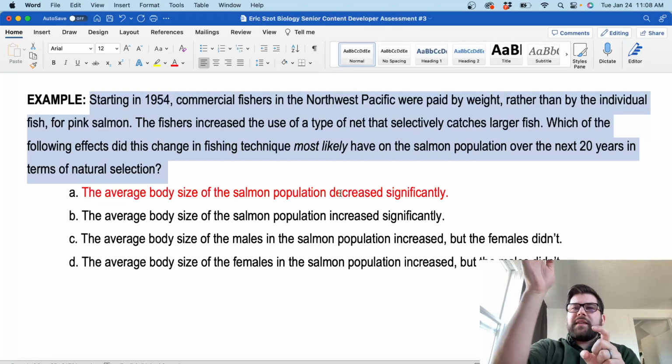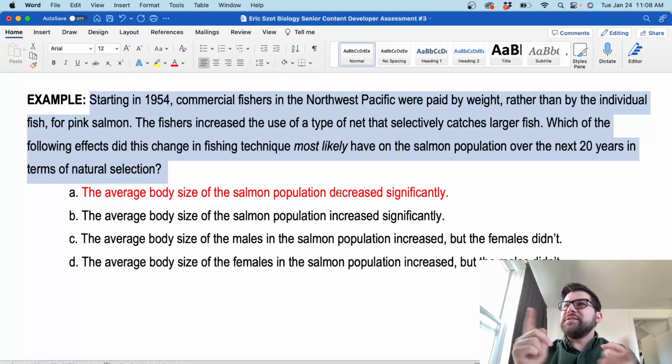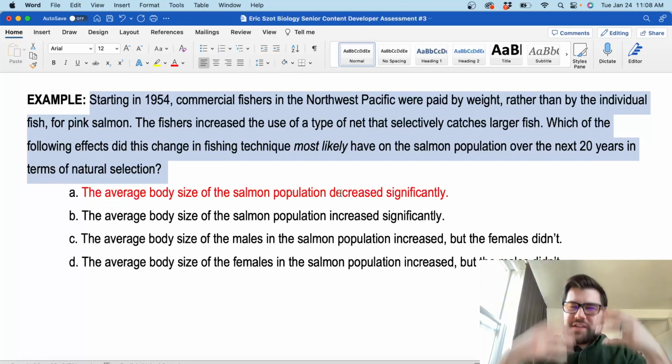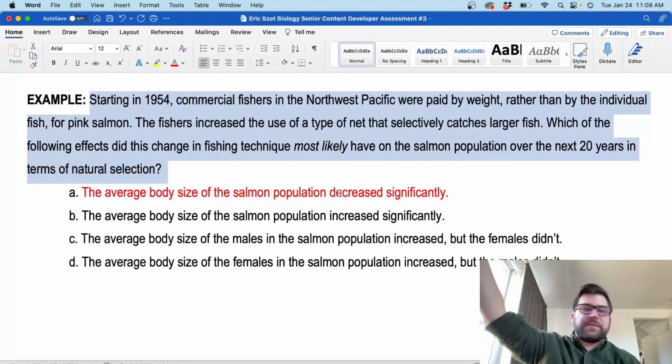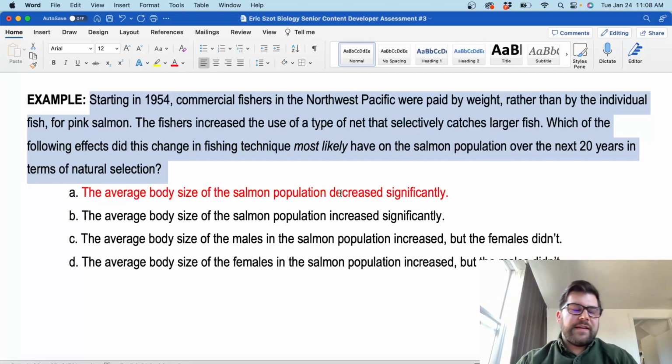The smaller ones can just swim out of the nets. So they're surviving longer. They're probably reproducing more. So in the gene pool for these pink salmon, we're going to see more and more alleles, more and more genes for smaller fish. So that's just by looking at the question, right? Just breaking down what we would expect to happen based on natural selection. Who gets selected for, who gets selected against. How are we going to see this in the gene pool, right? It says over the next 20 years. That's a couple decades. Let's take this out.